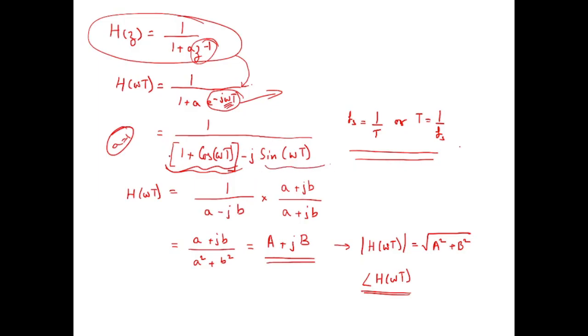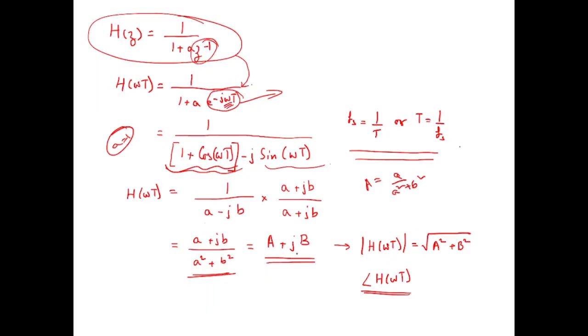So if we consider this now as a minus jb, what you have to do is multiply both numerator and denominator with its conjugate value, a plus jb divided by a plus jb. So you get in the denominator a square plus b square, and in the numerator we get a plus jb. Okay, so it is nothing but capital A plus j capital B, in that format you can write it out. So capital A is equal to a by a square plus b square, and capital B is equal to b by a square plus b square, right?